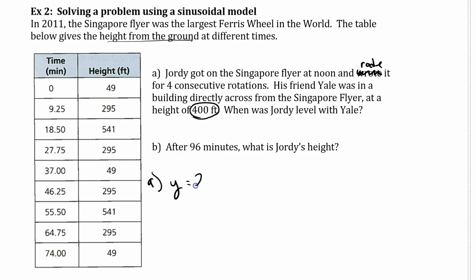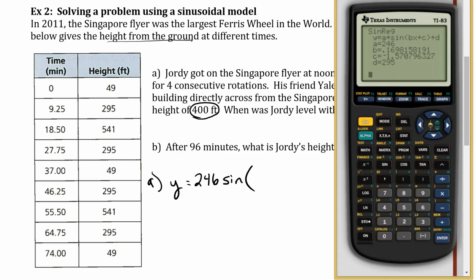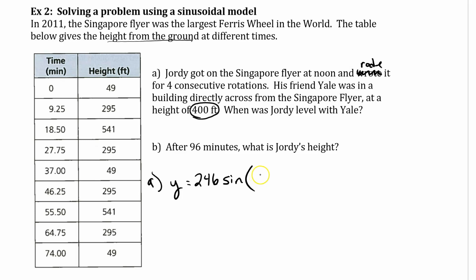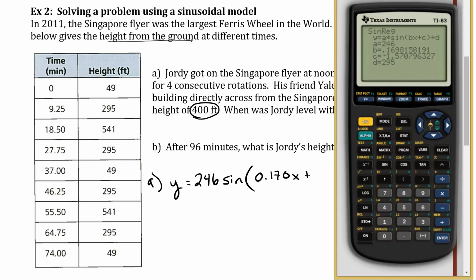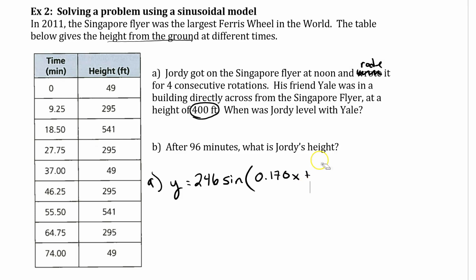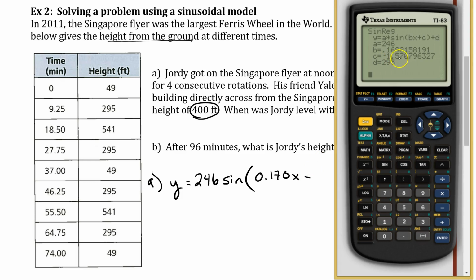246. Whoa. 246 sine of open bracket bx plus c, so the b is 0.169, going up to, it has to go up one though, so it's 0.170x plus what our c is, but it's negative. So I'm going to change the sign here to minus 1.57, and this rounds it up to 1.